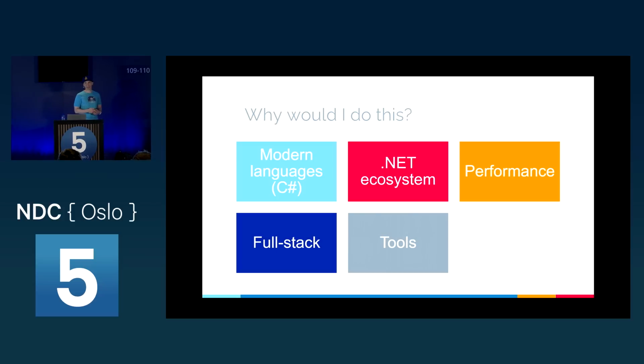Tools. There are some really great tools to build .NET apps, right? JetBrains is out here talking about Rider. Rider's awesome. Visual Studio is awesome. VS Code is getting really, really good to build .NET apps on. So you have, in my opinion, the best tool chain to build apps for the web with those tools.